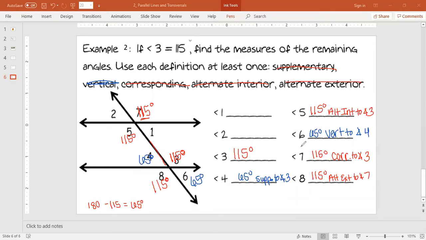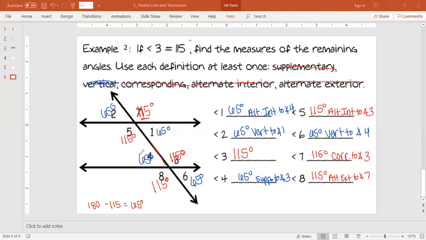Now we just have to find angles 1 and 2, and we can use whatever definitions we want to. So let's go find angle 1. What do y'all think angle 1 is? If you said 65 degrees, you're exactly right, because angle 1 is alternate interior to 4. Or you could say it's corresponding to 6, or it's supplementary to 7. It's totally your choice. I like to use the alternate ones. Those are my favorites. So it's alternate interior to angle 4. And then lastly, angle 2 is also going to be 65 degrees because it is vertical to 1.